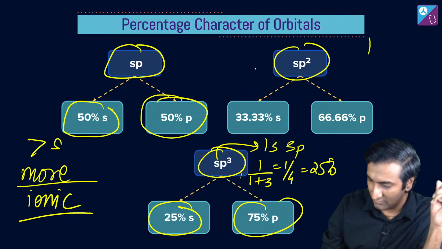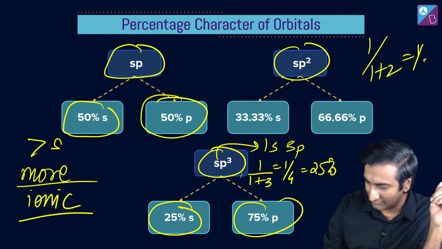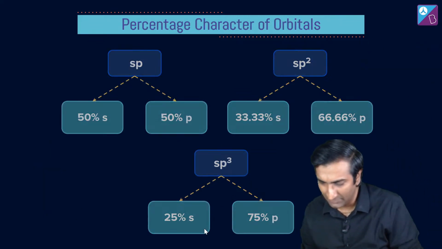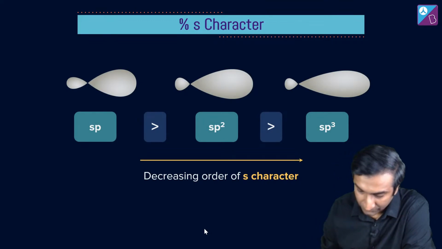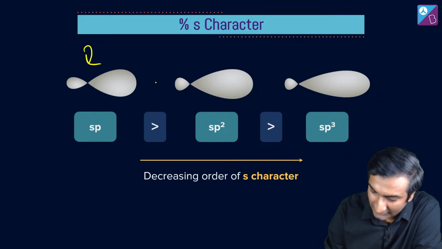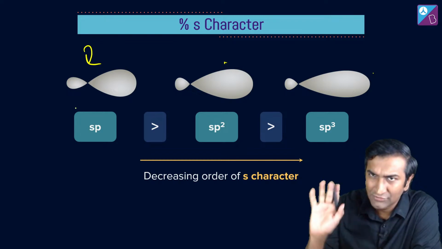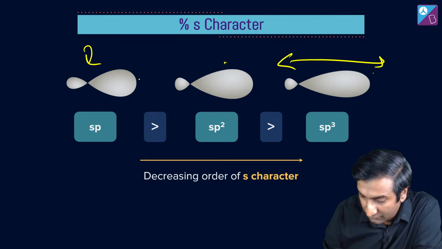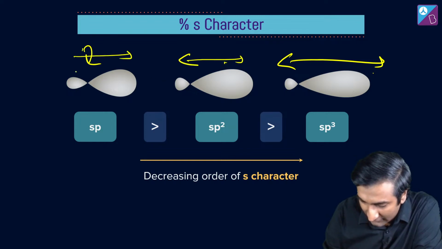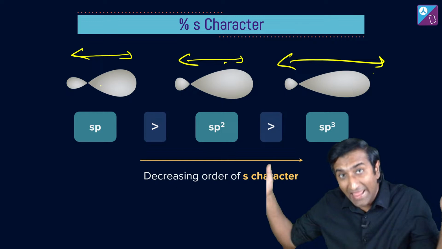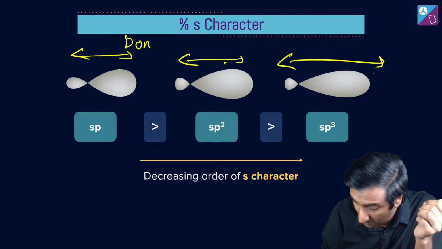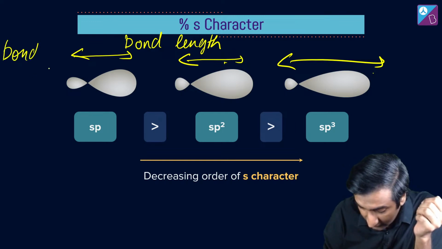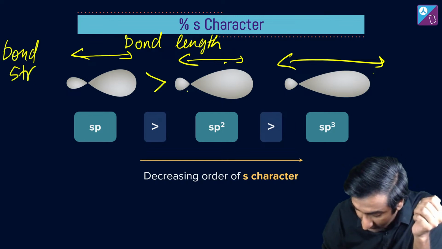sp2 similarly is just 1 divided by 1 plus 2, which is 1 by 3, which is 33% S character. Just a little bit of theory that helps you do this. Percentage S character: this one has the most, this one less, this one less. You'll notice, and this is not done out of randomness, that this length is more than this length. This length has to do with bond length, and bond strength. So this bond strength is greater.